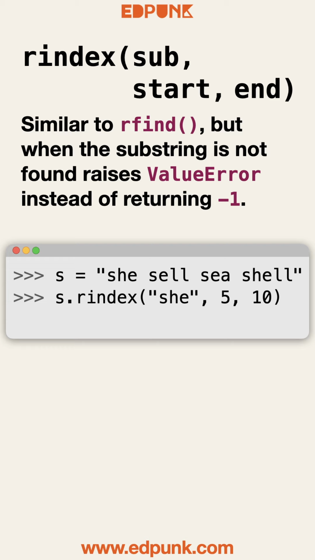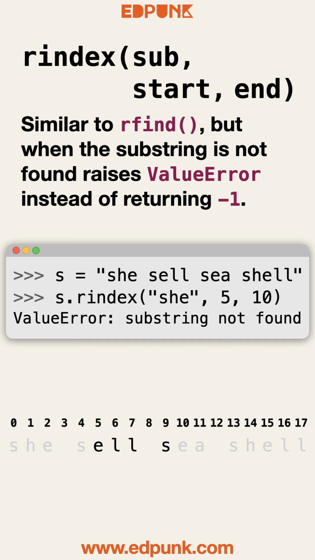Let us take another case where we execute s.rindex she, 5, 10. Now, the new search string starts at index 5 and ends at index 9. As the method is not able to find any substring she, it raises a value error.